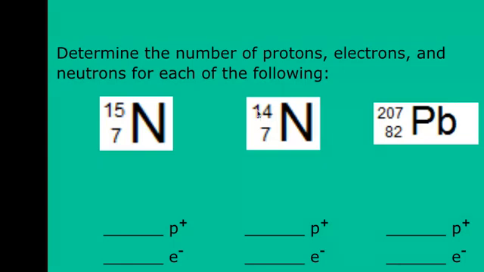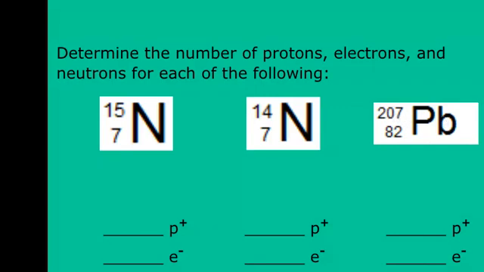Okay, so for nitrogen 14, I want you to practice. I'll give you a minute here. Fill in how many protons and electrons, and then do a little subtraction and find out how many neutrons are in nitrogen 14. So I'll give you till 9:26, and then we'll check it. If you have time, you can go over here. This is Pb. This is lead 207.